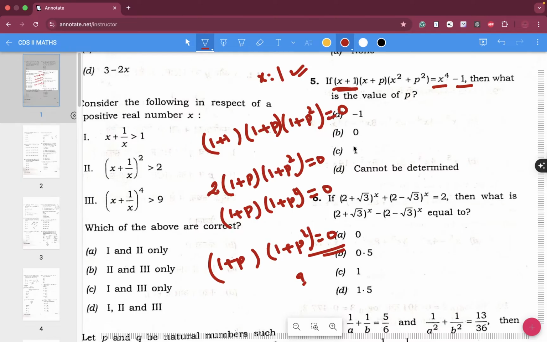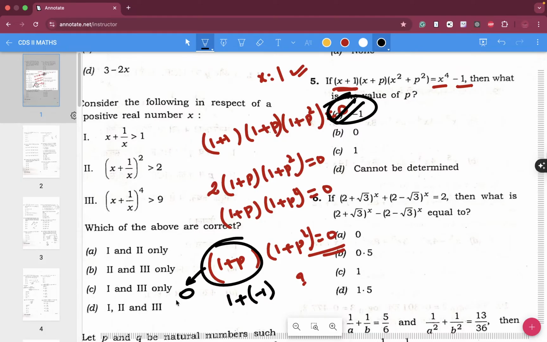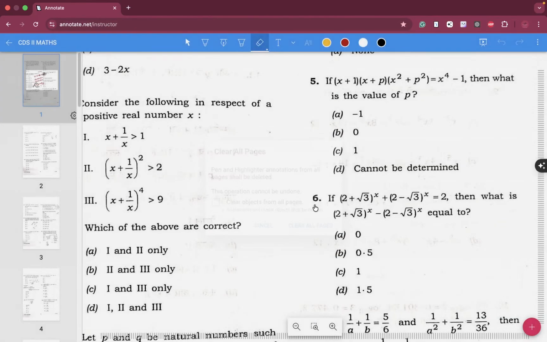Okay, so for that thing to happen, you need to have the value of p as how much? Right? For this to happen, you need to have the value of p is equal to minus 1. Then only, 1 minus 1 over here, this particular value will become how much? 0, right? Yes or no, folks? Right? Okay, so this is gone, question number 5.